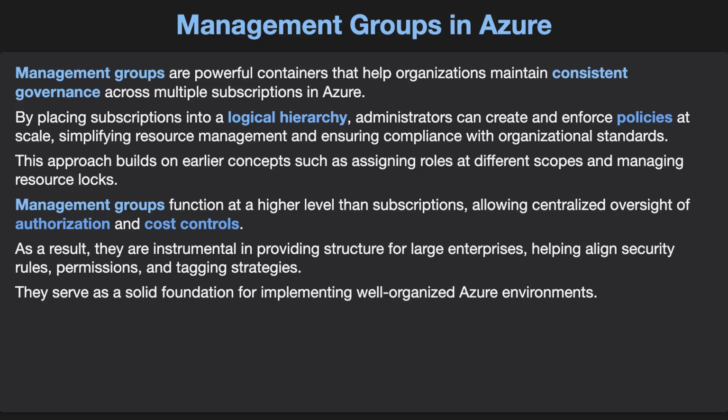As a result, they are instrumental in providing structure for large enterprises, helping align security rules, permissions, and tagging strategies. They serve as a solid foundation for implementing well-organized Azure environments.